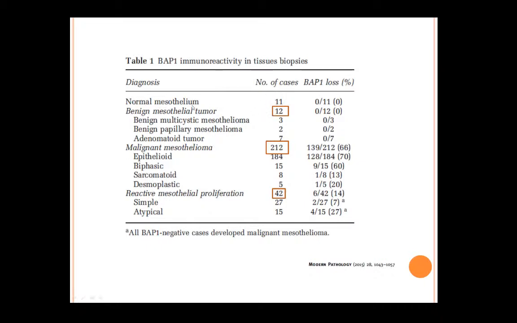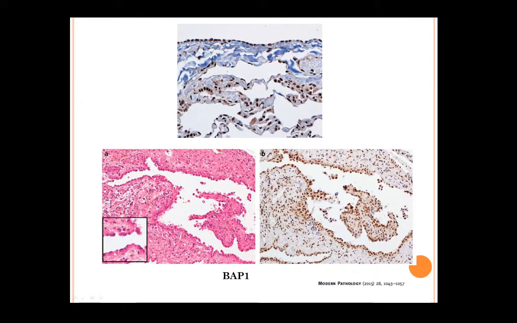11 cases of normal mesothelium were included in the study, which were surgically removed due to non-mesothelial related processes. This slide shows the expression of BAP1 in normal tissue. As shown in the picture, the normal mesothelial cells show nuclear positivity for BAP1. BAP1 also is expressed in normal pneumocytes, endothelial cells, fibroblasts, and inflammatory cells. It's also expressed in reactive mesothelial cells.